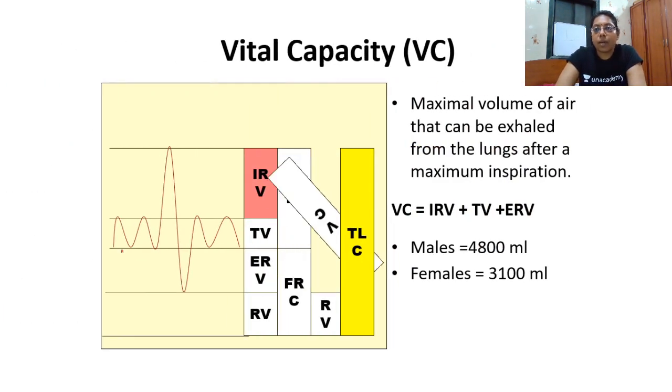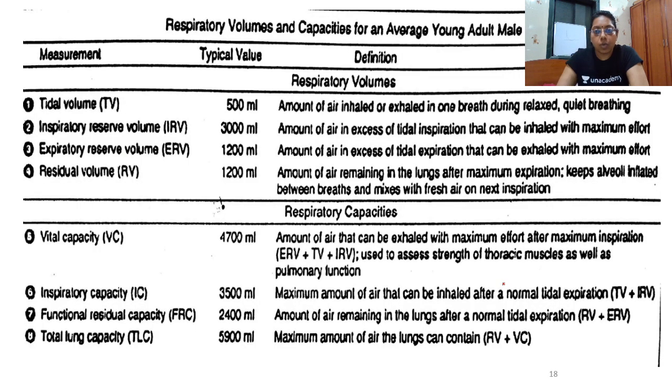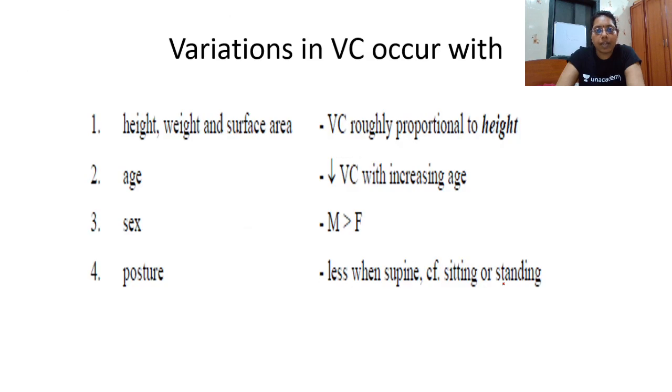Vital capacity, a maximum volume of the air that can be exhaled from the lung after maximum inspiration. Vital capacity is inspiratory reserve volume plus tidal volume plus expiratory reserve volume, and it ranges from 4800 ml to 3100 ml in males and females. This is what we have already discussed. So this is the definition and the value of all the four lung volumes and the combinations of those volumes in the form of capacities. Since we have already discussed it, I'm not going into details of this, and I'll quickly go to variations that are happening in the vital capacity.